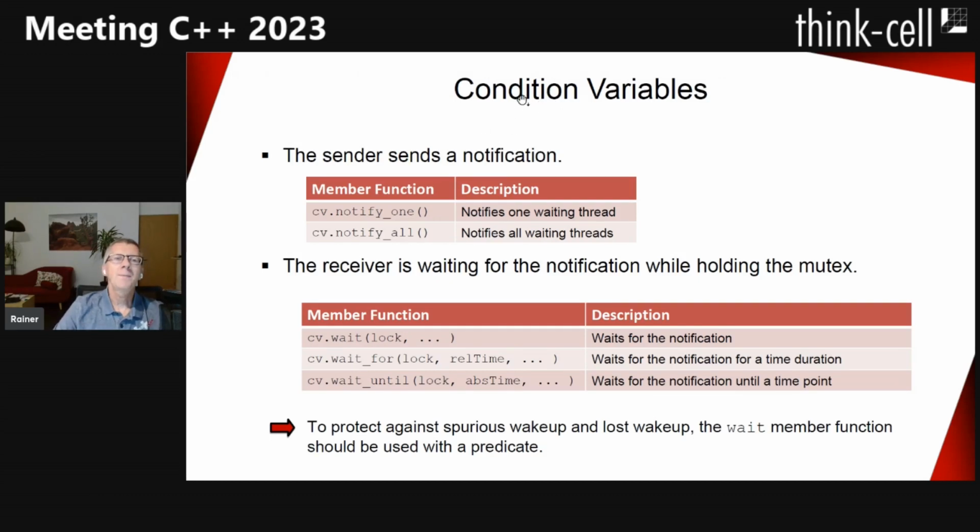So I have a condition variable. A condition variable has two functions to notify: notify_one and notify_all. With notify_one, one of the waiters is notified, with notify_all, all of them. On the opposite side, we have the waiting functions: wait, wait_for, wait_until. Wait waits without a time condition. wait_for waits with an additional time duration, and wait_until with an additional time point.